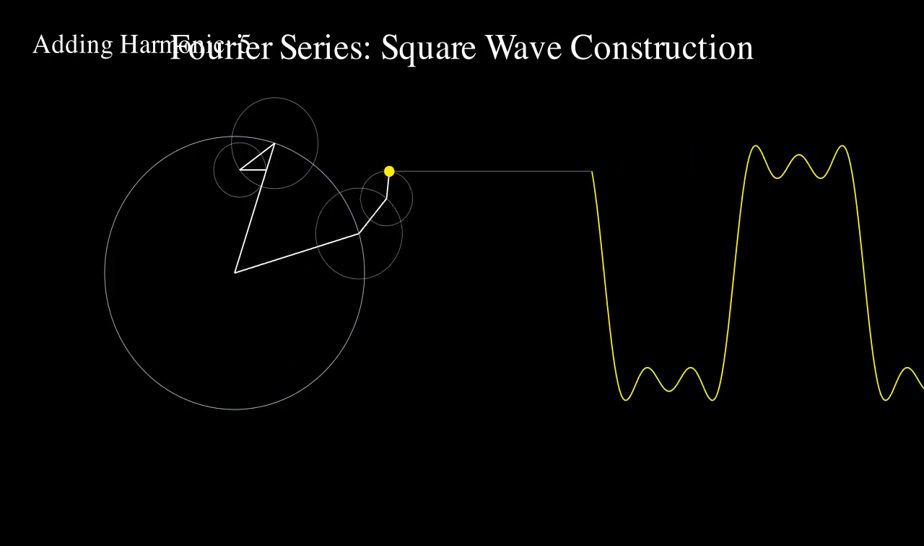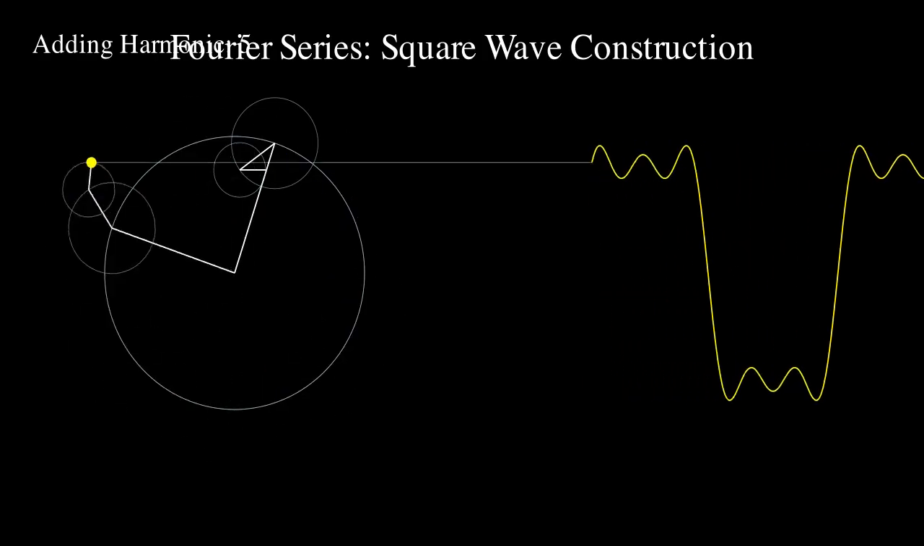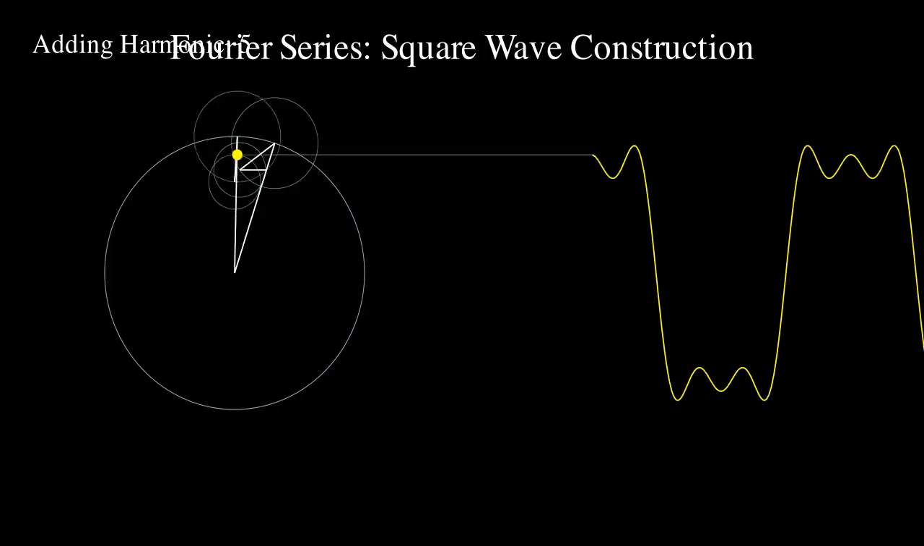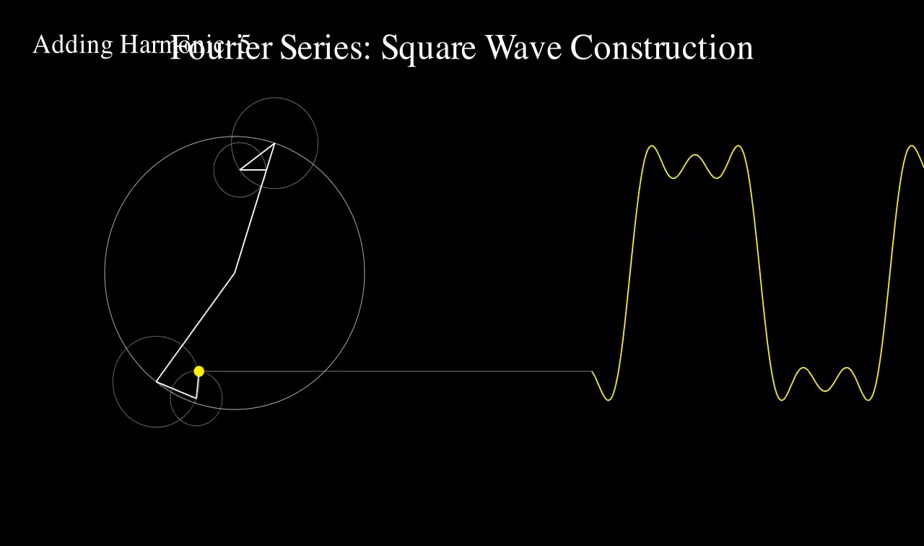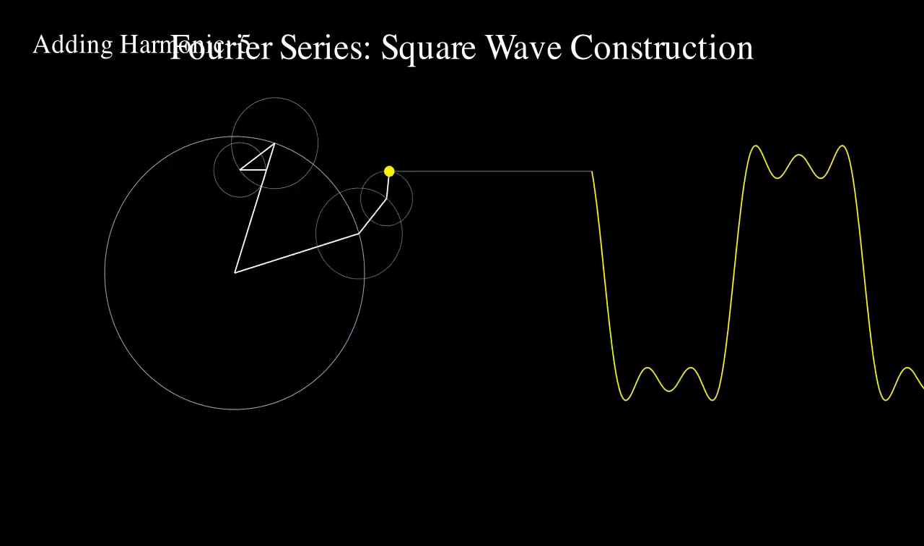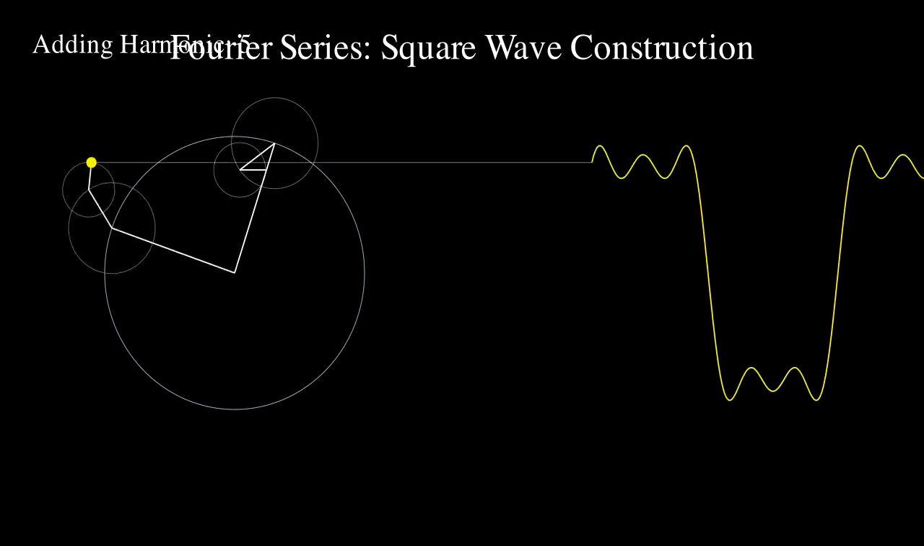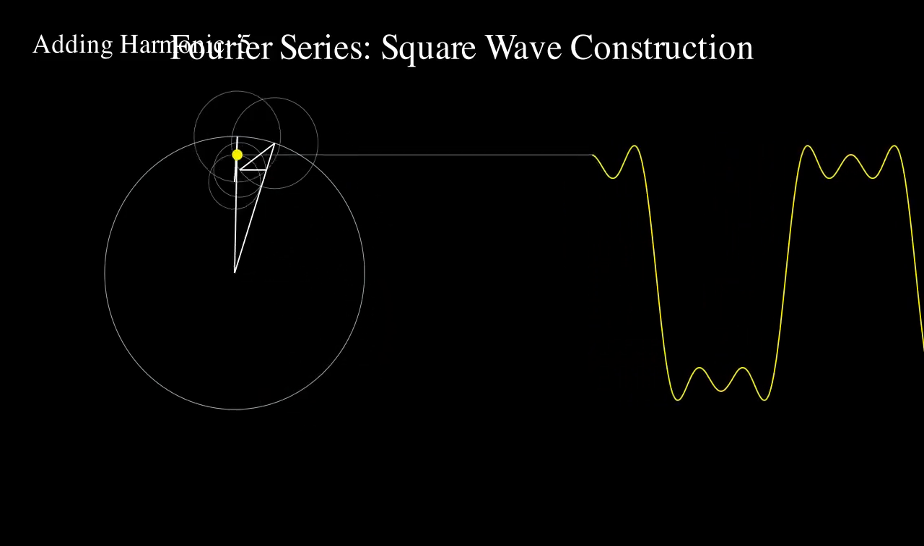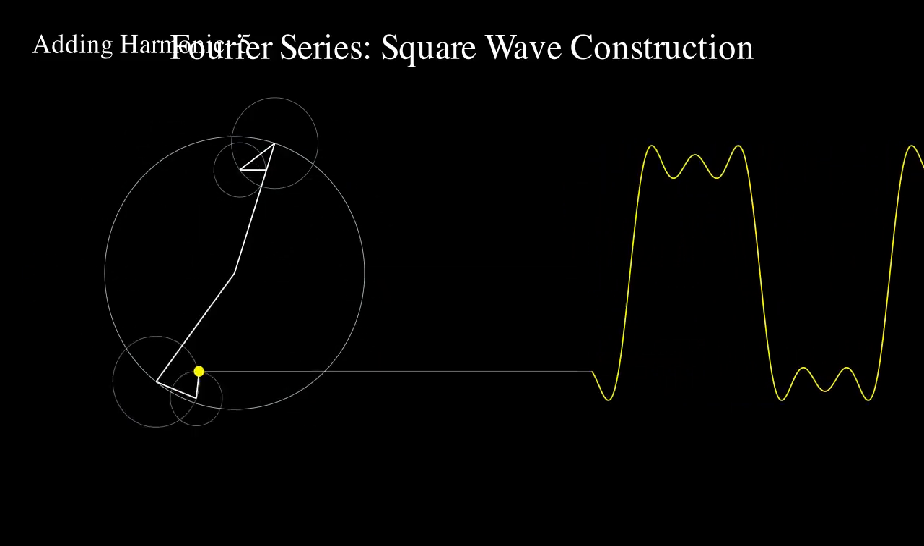These ripples are crucial. They work to flatten the top of the wave even more and steepen the sides. The transition from high to low is becoming sharper. The mathematics is strictly following the formula, summing odd harmonics with amplitudes inversely proportional to their frequency.